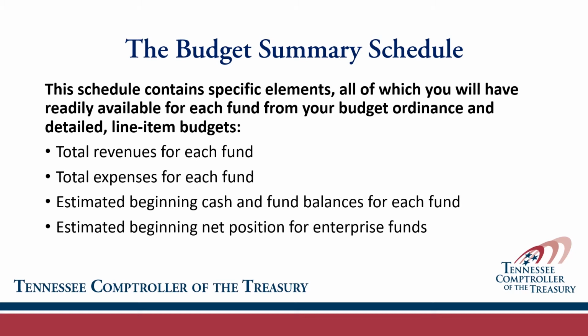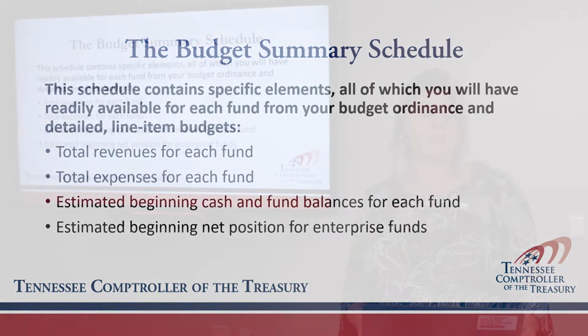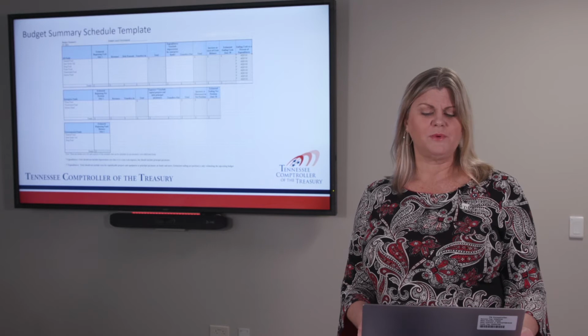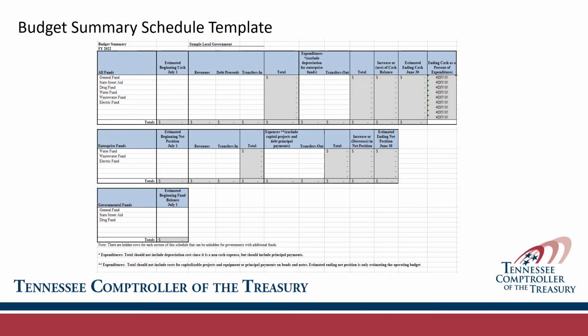This schedule contains certain elements that you'll enter into the correct cells. All the numbers you need should be readily available in the budget documents you've already prepared. You will need to know the total revenues for each fund, the total expenses for each fund, the estimated beginning cash and fund balances for each fund, and if you have enterprise funds, the estimated beginning net position for each of those funds. The ending balances will automatically calculate for you. Here's what the schedule looks like. You can download the Excel file from our website and use it as a template. Let's talk a bit about each element.